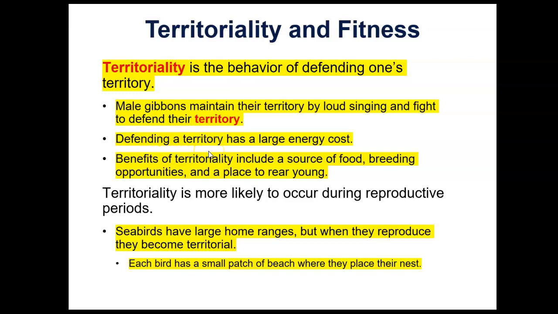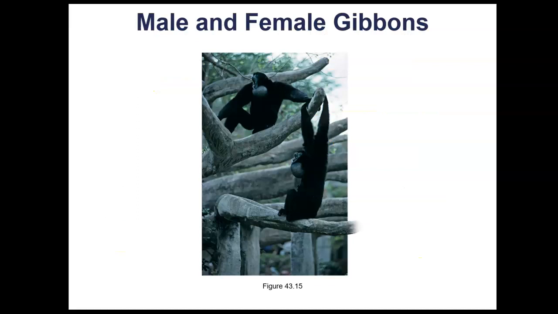Sometimes defending a territory has a large energy cost, so the animal will be hurt, possibly injured, possibly killed. Benefits of territoriality include food, breeding opportunities, and a habitat to rear their young. So sometimes the benefit outweighs the cost. Seabirds have large home ranges, but when they reproduce, they become territorial. Each bird has a small patch of beach where they place their nest, and they defend that territory. This is showing you male and female gibbons, just a picture of them.